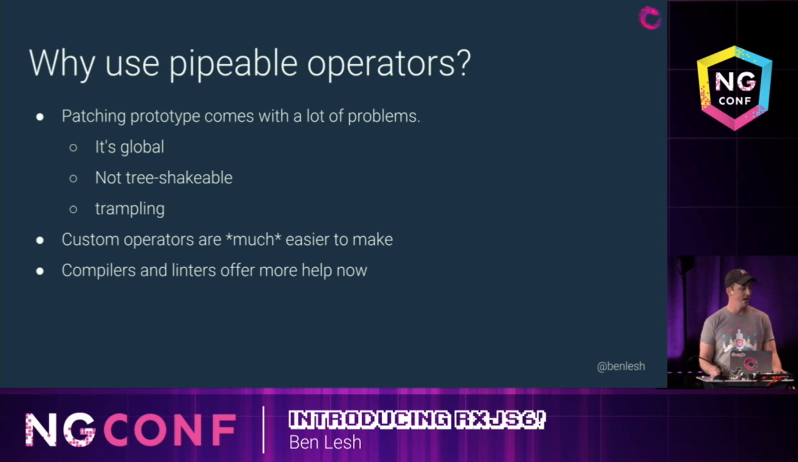So that's not good. It's not tree shakeable because there's a side effect of adding map to the prototype, and the tree shakers don't really know what to do with that. You could end up trampling somebody else's method. Say if I have a custom filter, and then we add the RxJS filter, then it's going to trample my filter. And the other thing is custom operators are much, much easier to implement and use, and I'm going to show that in a minute. And also, compilers and linters will give you a little bit more help. If you import an operator and you don't use it, your linter will complain. And if you try to use an operator without importing it, your compiler is going to complain.